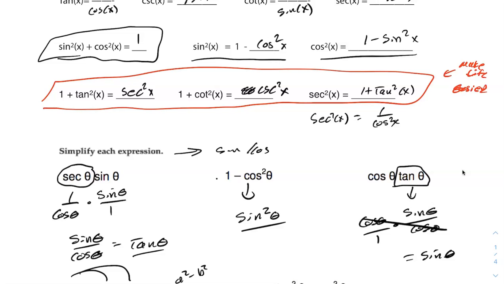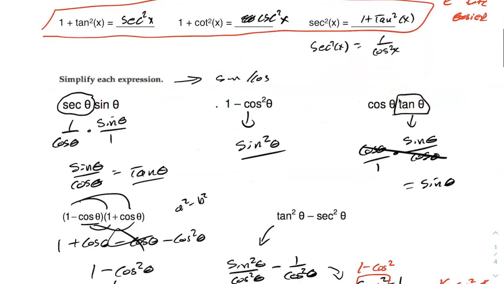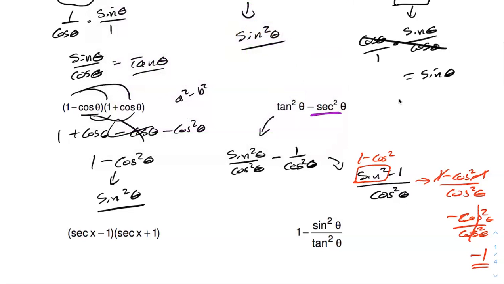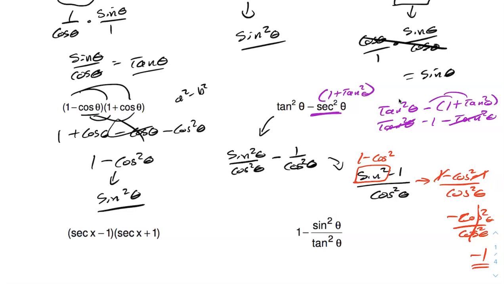So to me, these are always the shortcuts. You could do everything you want without them, but if you have them, it makes life so much easier. So like here, secant squared is 1 plus tan squared. Let's go to this problem right here. Instead of secant squared, let's put 1 plus tan squared in there. So this would be tan squared theta minus parentheses 1 plus tan squared theta. Distribute the negative, you get tan squared theta minus 1 minus tan squared theta. The tans cancel out, and you just get negative 1.